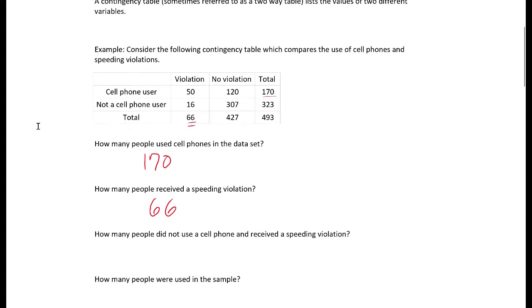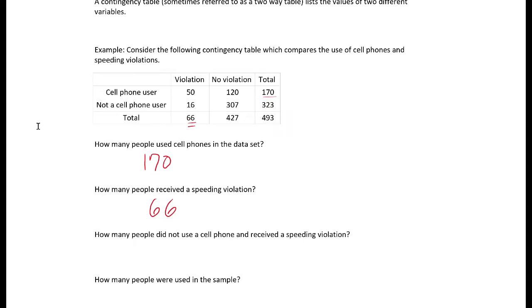As we look at this data set, the question is, how many people use cell phones? We go to the row that has cell phone user, looking for the total number of cell phone users. It's going to be 170. How many people received a speeding violation? Now we're looking at the column for violation. We see that there's a total of 66 people that received a speeding violation.